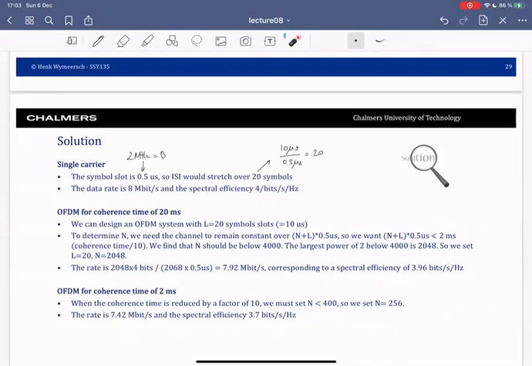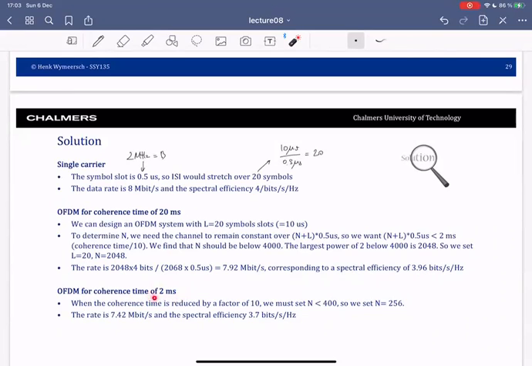Then you can solve for n, and then you find that n should be below 4,000. So the largest power of 2 is then 2048. So overall we find L is 20 and n is 2048. Now to look at the rate, we look at the number of bits that we send during each OFDM symbol. So we send, of course, the same number of bits as before, but we send them a little bit slower because we need to insert the cyclic prefix. So this means that our rate is slightly reduced. And of course, then our spectral efficiency is also a little bit reduced.